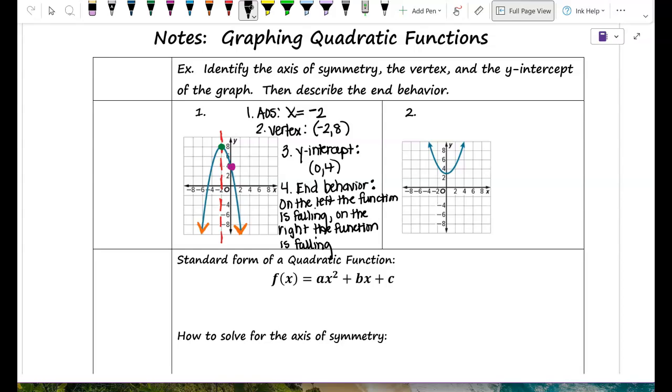Question number 2. So again, we're going back to axis of symmetry. We know it's going to be x equals some number. The question is, what is that number going to be for this function? Remember, don't confuse vertex and axis of symmetry. We're looking for the x value. 0. It's on the y-axis, which means x has to be 0. So in this case, our axis of symmetry is x equals 0.